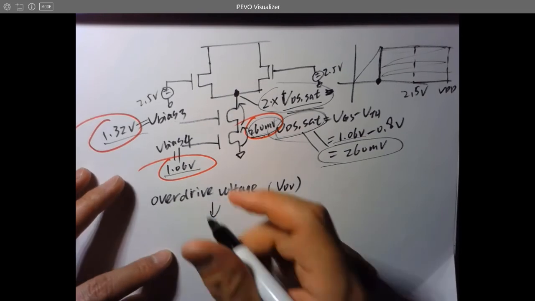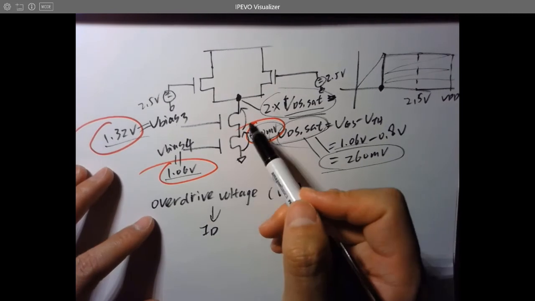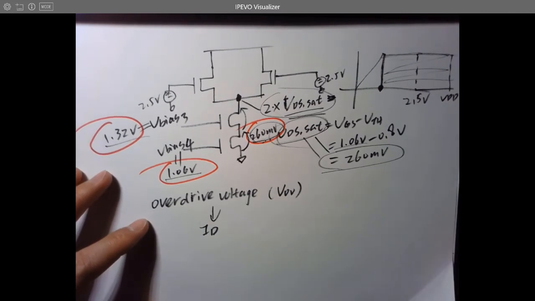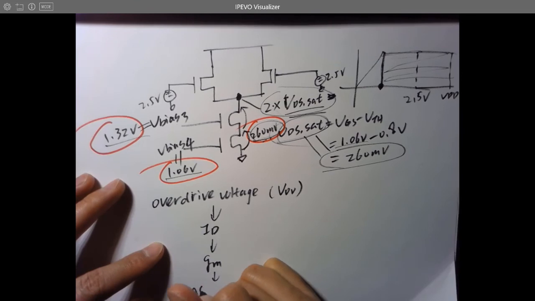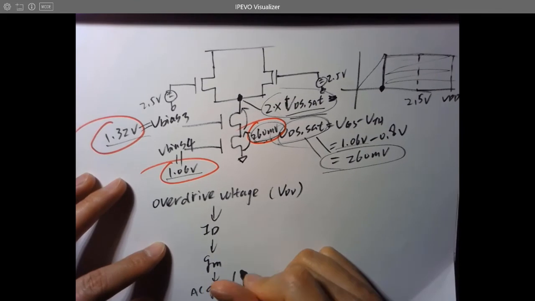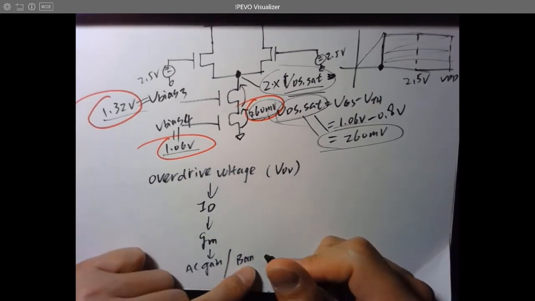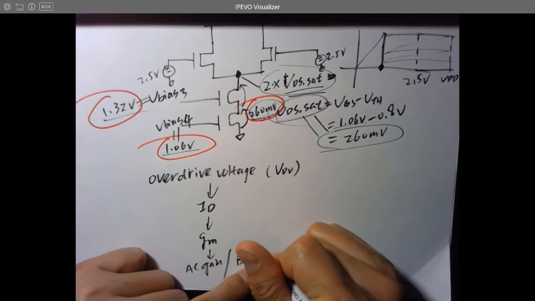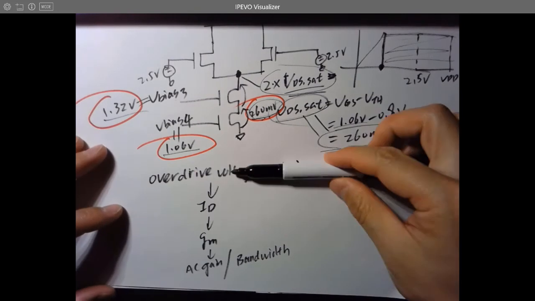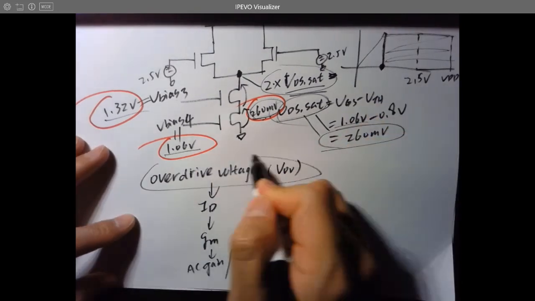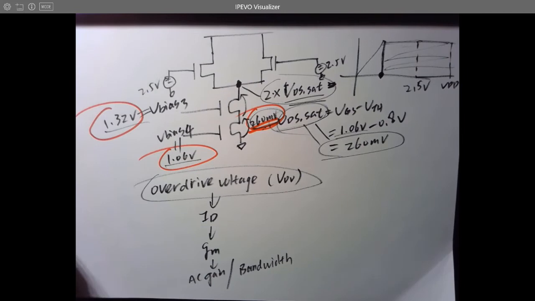So the second step is the ID. What's the current you want to run through your circuits, right? Is that 40 microamps or 20 microamps or something else? And after you know ID, you got gm. So after you got gm, you got your AC gain and, you know, bandwidth as well. But we are not going to talk about the AC performance for the op-amps, so we don't have time. But definitely bandwidth and AC gain and all these parameters are based on all these DC operating points. So find out overdrive voltage first, which is here what we defined for our design, 260 millivolts.